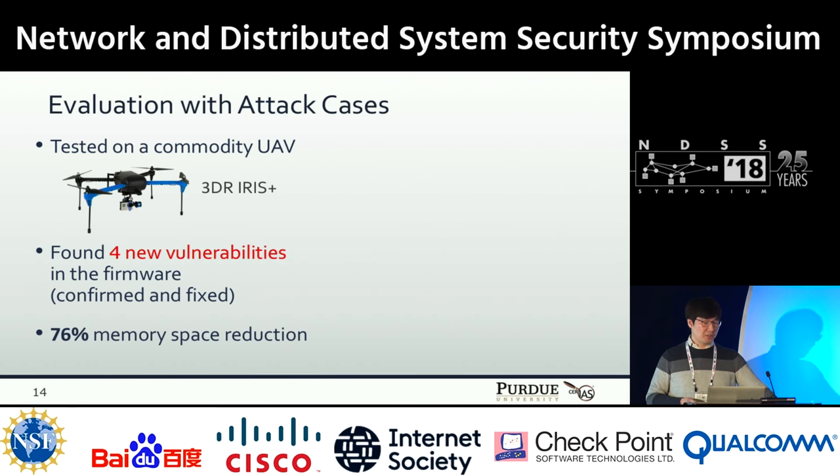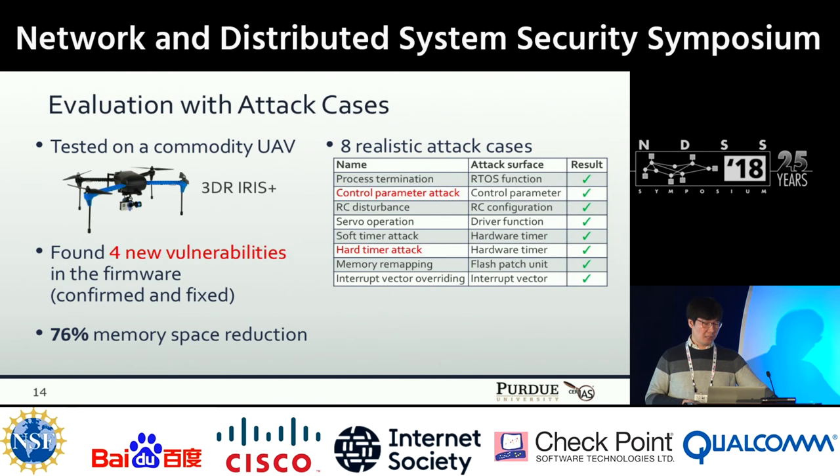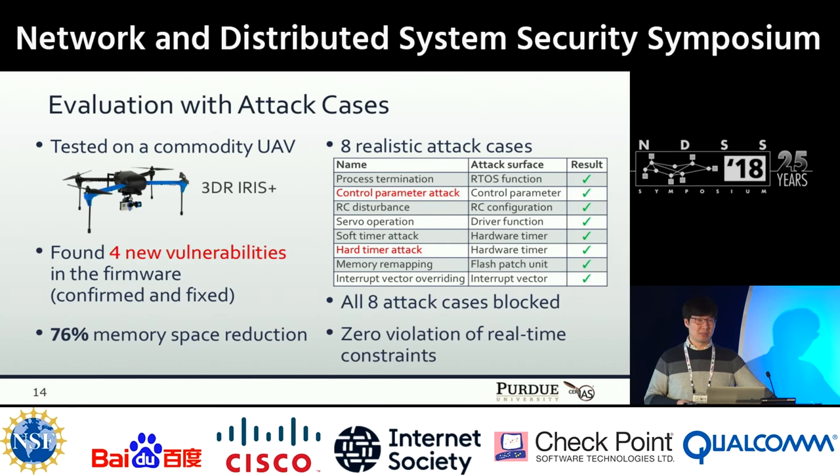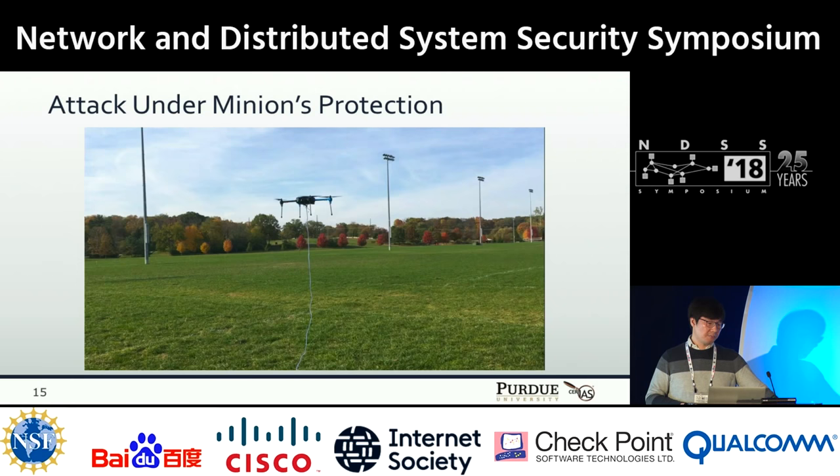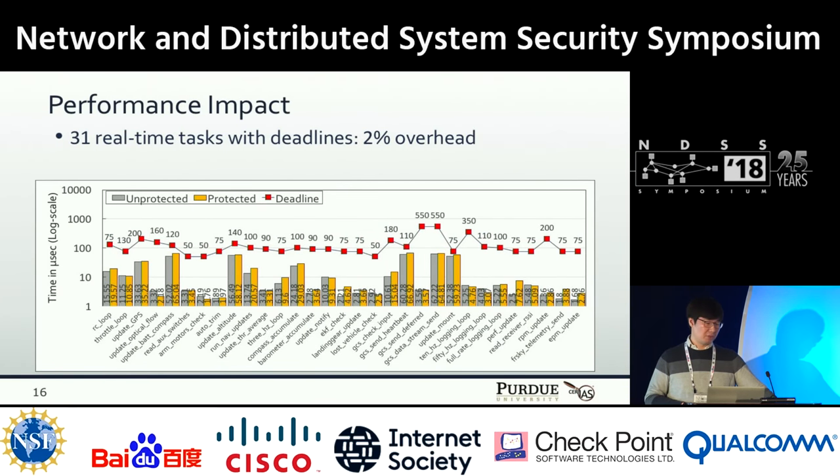With memory space reduction, with MINION, we could reduce the memory space to 76%. And along with the two attacks we showed, we built 8 realistic attack cases. And with MINION, we could detect all of these without violating the real-time constraints. This is another video that detects the attacks and lands the drone safely, but I guess we have to skip it, we don't have enough time.